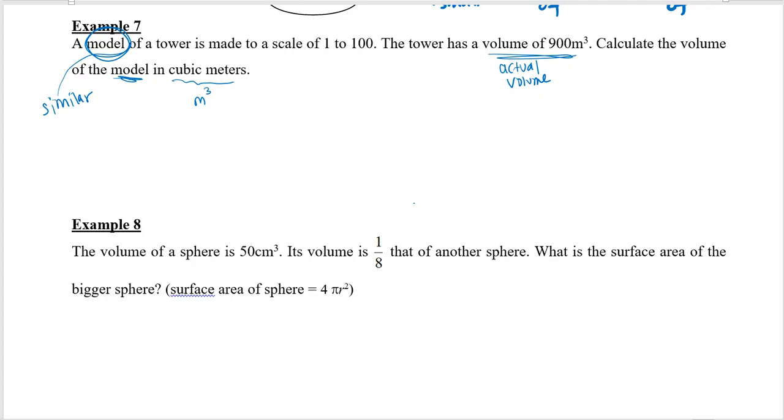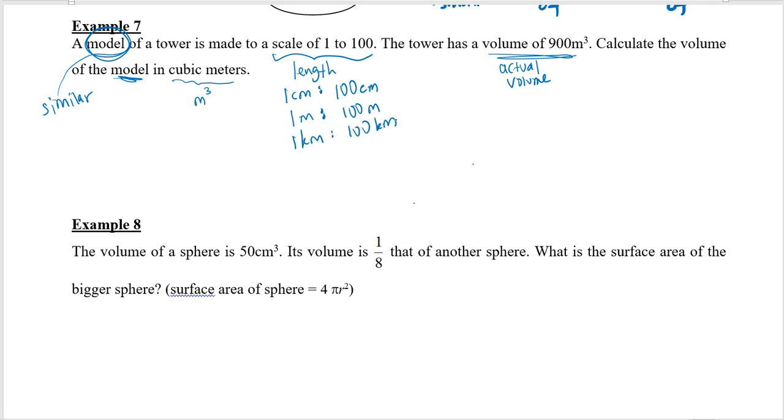When we are given a scale of 1 is to 100, this is what we call the corresponding length scale. That means 1 cm of the model is equivalent to 100 cm for the actual tower. Of course, the unit doesn't only have to be cm. It can also mean that it is 1 meter is to 100 meters, or 1 km is to 100 km.